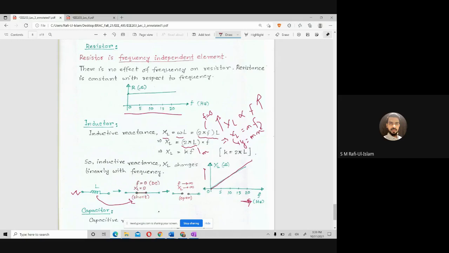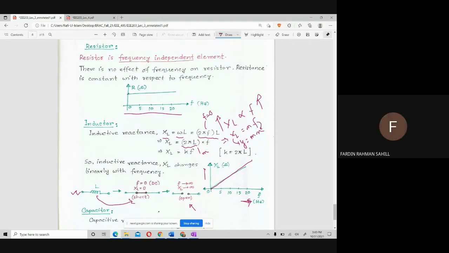Means nothing is actually taken care of. So the second thing is, on the other hand, if I inject a very high frequency, then the XL value will be very high, means the impedance will be very high. If your impedance is very high, what does it mean? It's an open circuit, right? Do you know that from your EEE 101? Or do I need to explain it again?